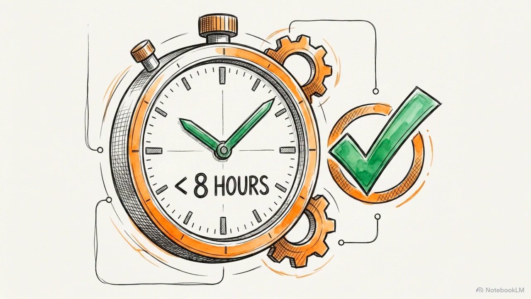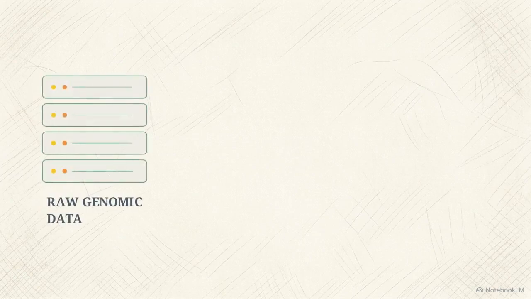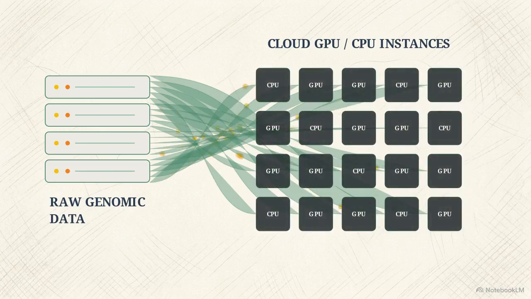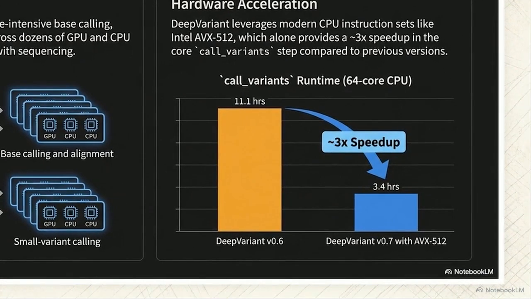This processing speed requires a specific back-end architecture. The workflow relies on massive cloud parallelism, distributing the compute-intensive base calling and alignment tasks across dozens of concurrent GPU and CPU instances. This panel details the hardware acceleration, specifically leveraging modern CPU instruction sets like Intel AVX-512 to process the convolutional neural network. That specific hardware integration cuts the core variant calling runtime from over 11 hours down to just 3.4 hours.